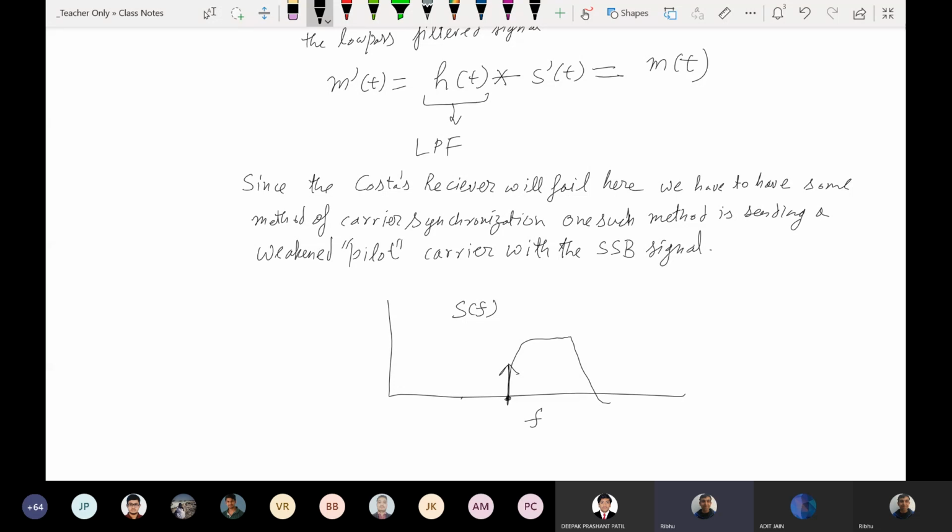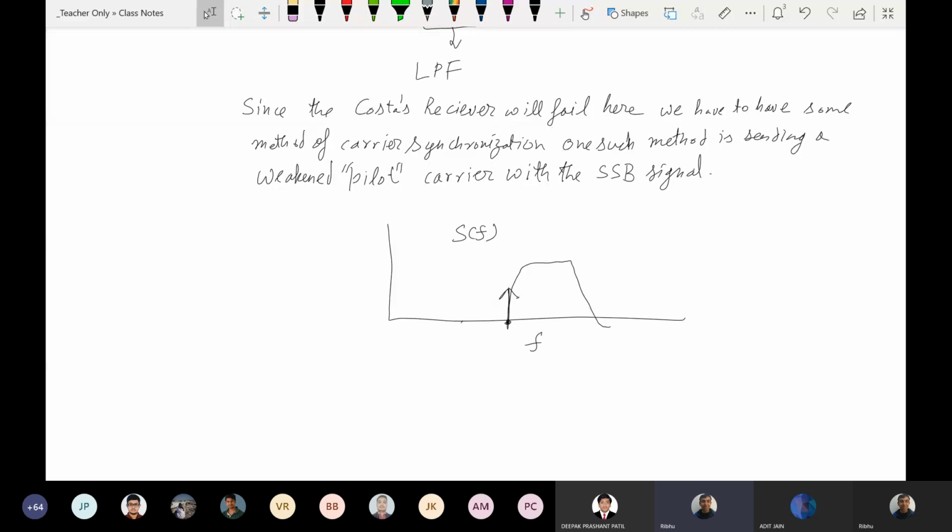This synchronization we will discuss in the synchronization topic. How does this thing help? Mathematical details can be discussed only after we discuss the phase lock loops. So that is left to next week. But this is one way of achieving carrier synchronization, that you add a low amplitude carrier with this. So this is how you generate and demodulate single sideband signals in general.